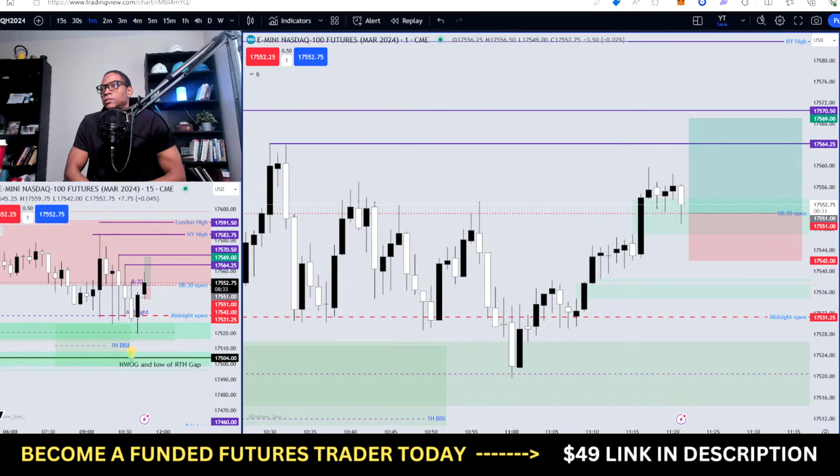Just so everyone knows, this is not a trade that I'm taking. It's just a trade that I highlighted as a setup that someone could take if they believe that these highs are being taken or going to be taken. That's giving you somewhere to enter.